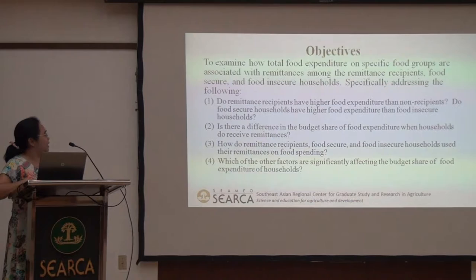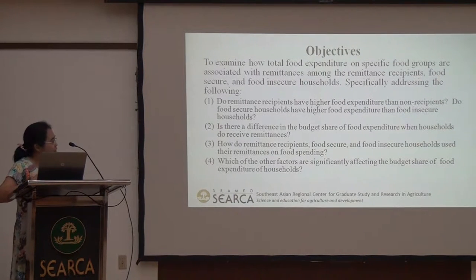So the second is, is there a difference in the budget share of food expenditure when households receive remittances? And the third, how do remittance recipients, food secure and food insecure households use the remittances on food spending? And the last one, which of the other factors are significantly affecting the budget share of food expenditure of households? So we have incorporated some other factors, both household characteristics and household head characteristics.